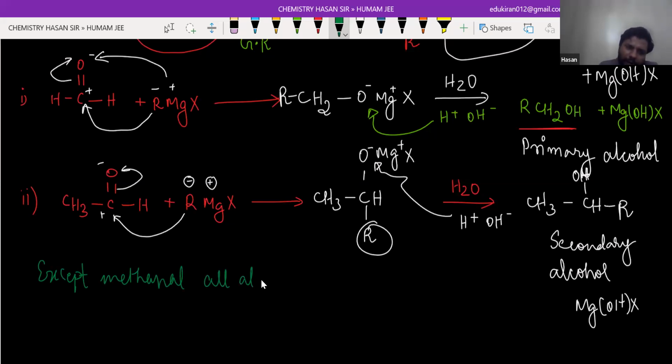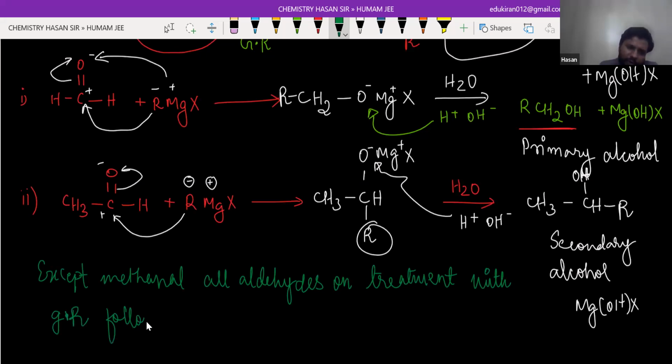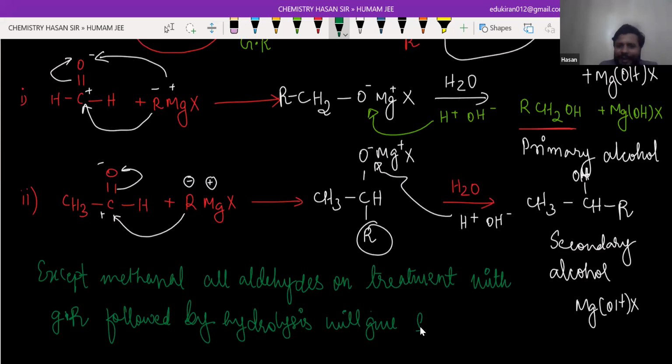all aldehydes on treatment with Grignard, followed by hydrolysis, will give secondary alcohol.